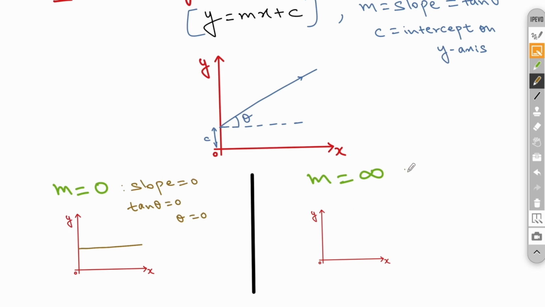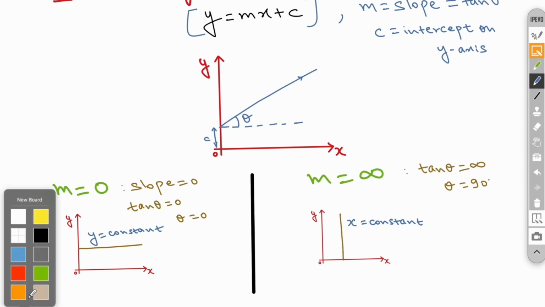Similarly, when m is equal to infinity, which means slope or tan theta is equal to infinity, you know that tan theta is infinity when theta is equal to 90 degrees. This means the line will be parallel to the y-axis. So when m is 0, y is constant. When m is infinity, x is constant and the line is parallel to the y-axis.